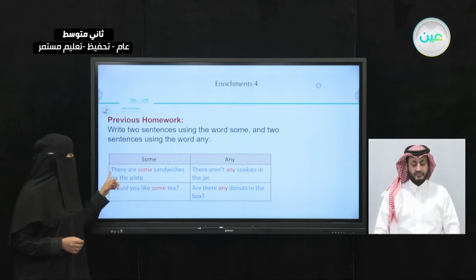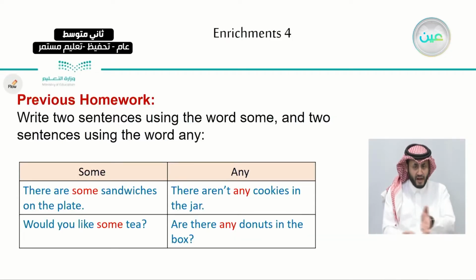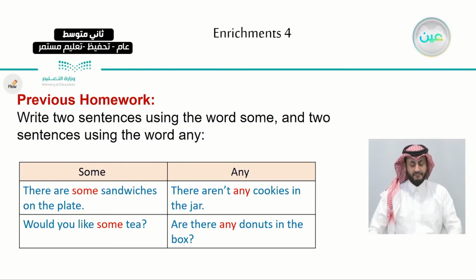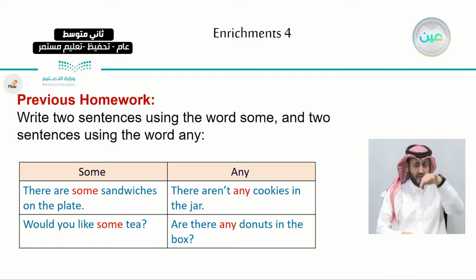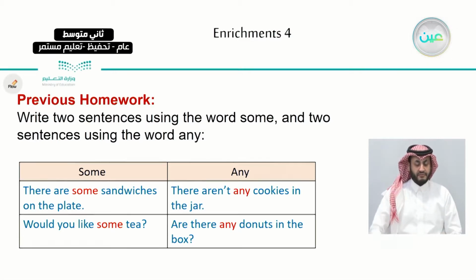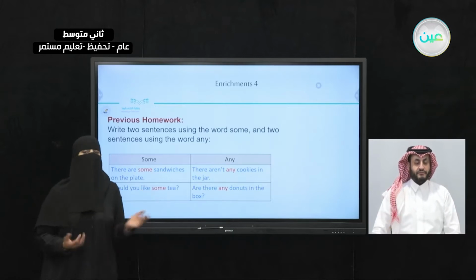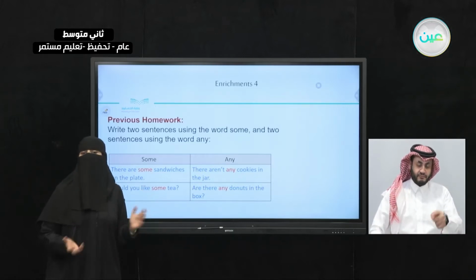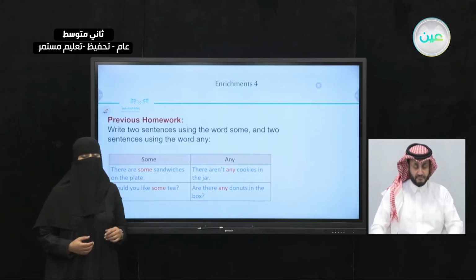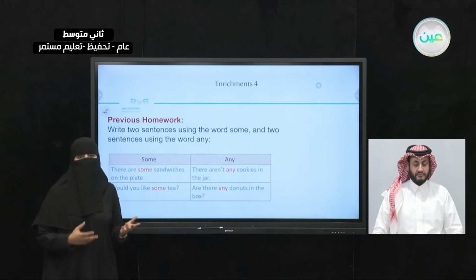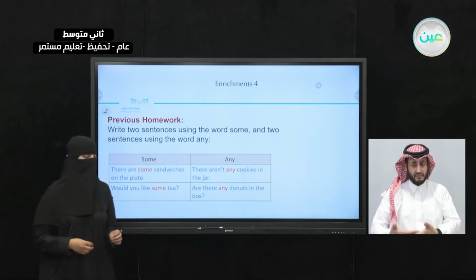Here for some, let's take a look. It's an affirmative sentence. There are some sandwiches on the plate. Now, what about the second sentence? It's a question. Would you like some tea? Here it's a question, but it's an offer. Because it's an offer, we use the word some. Would you like some tea? Would you like some water? Would you like some, and you can write anything you like if you're offering in the question.